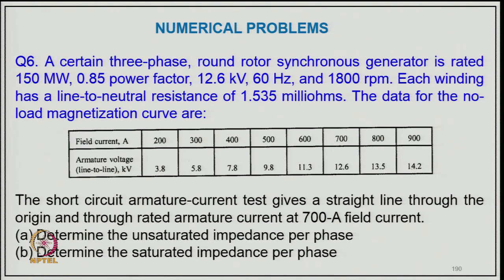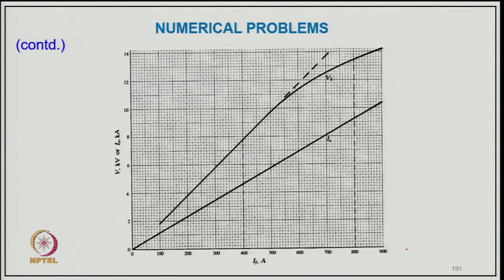Now, coming to example 6, a certain 3 phase round rotor synchronous generator is rated 150 megawatt, 0.8 power factor, 12.6 kilovolt, 60 hertz and 1800 RPM, and each winding has a line to neutral resistance of 1.535 milliohm. The data of the no load magnetization characteristic is given in the table here. The short circuit armature current test gives a straight line through the origin and through the rated armature current at 700 ampere field current. Determine the unsaturated impedance and the saturated impedance. The short circuit characteristic and open circuit characteristic are given here in terms of current and voltage.